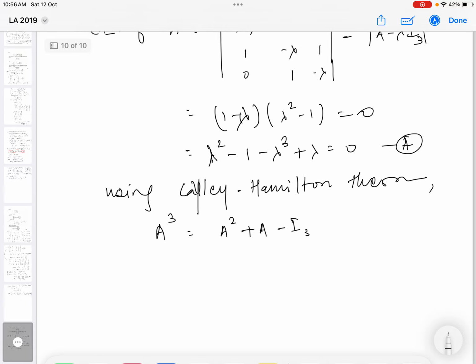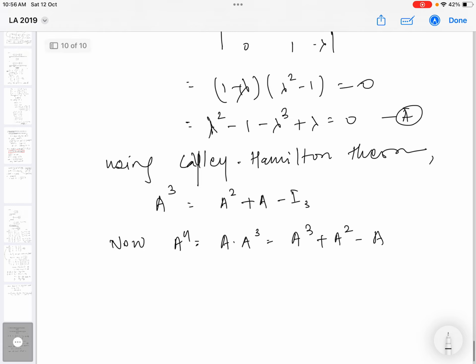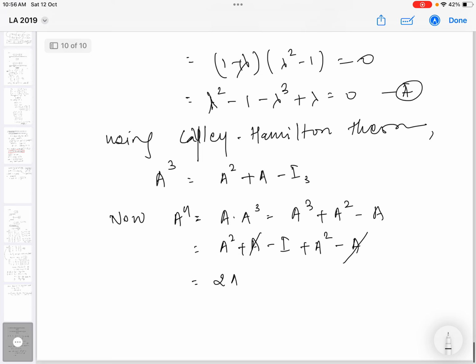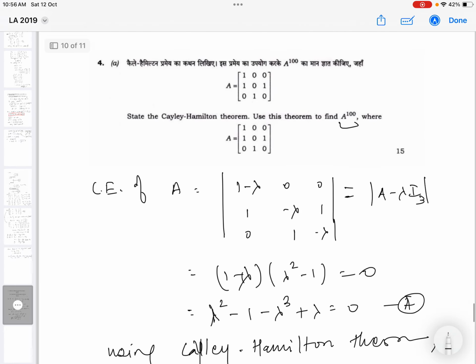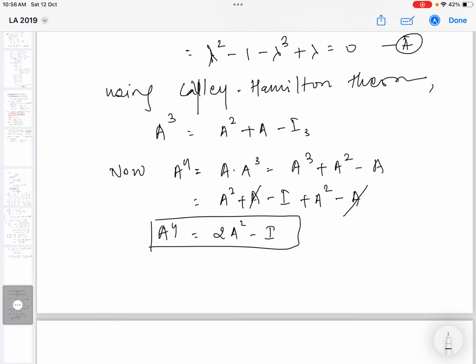So simple thing, now A to the power 4 is nothing but A into A cubed, which is A cubed plus A squared minus A. A cubed we can see is A squared plus A minus I. A squared is the same as it is, minus A, so A cancels, and it will come out to be 2A squared minus I. So we got this form. Now we try to find the even powers because we have to reach 100, which is an even number. So go to A to the power 6, which is A squared into A to the power 4, and A to the power 4 is 2A squared minus I, the identity.